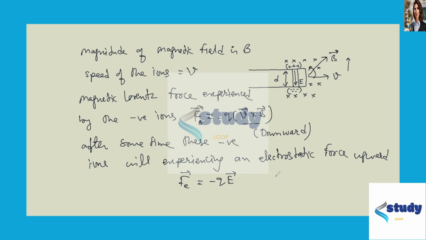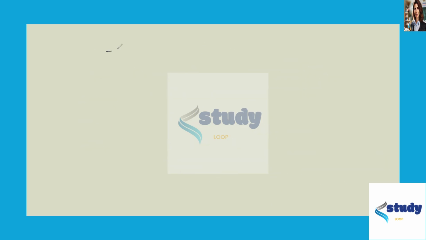In that case, we can say Fe will become equal to Fb, or we can say this minus QE is equal to minus QV cross B, or in scalar form, minus QE will become equal to minus QVB sine 90. As V and B are perpendicular to each other, it will become minus QVB. Here, the negative sign and the charge Q will be cancelled. So this electric field comes out to be equal to V into B.